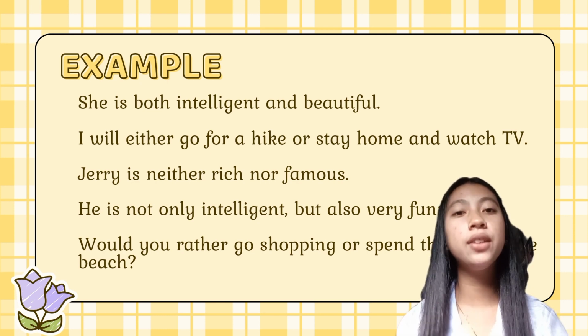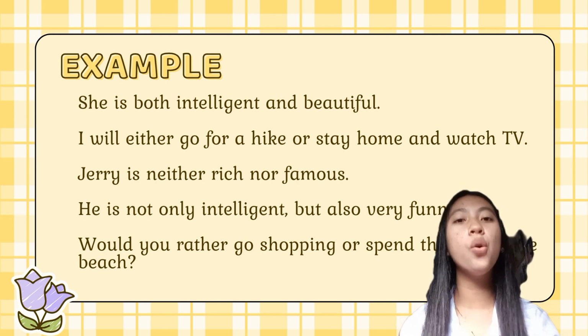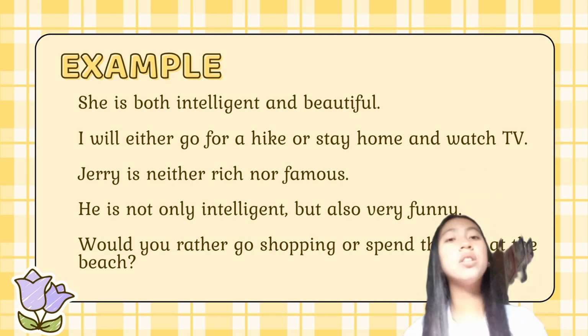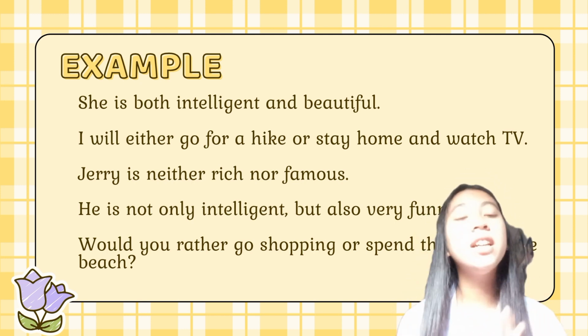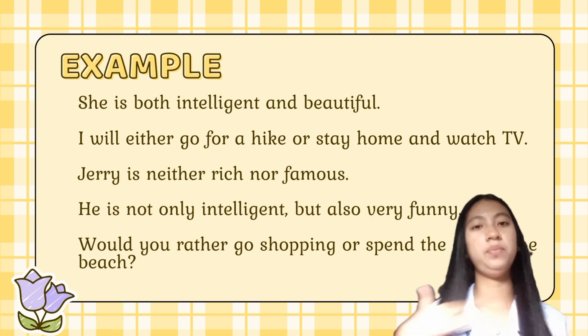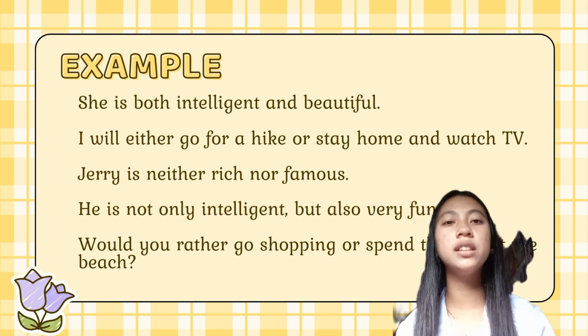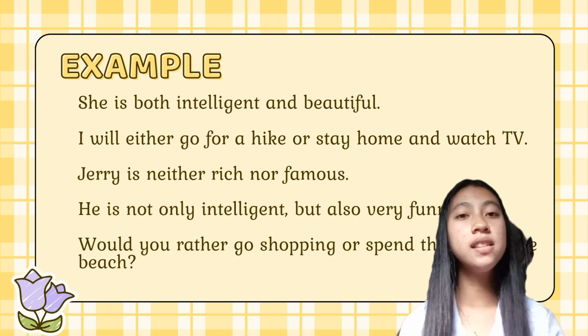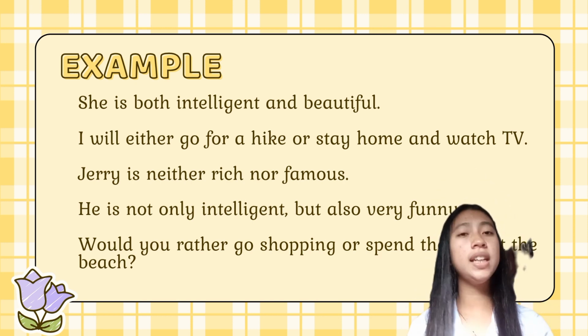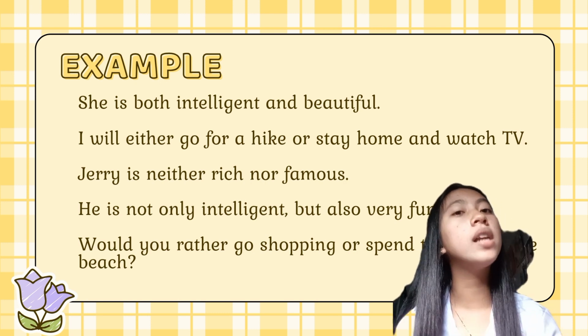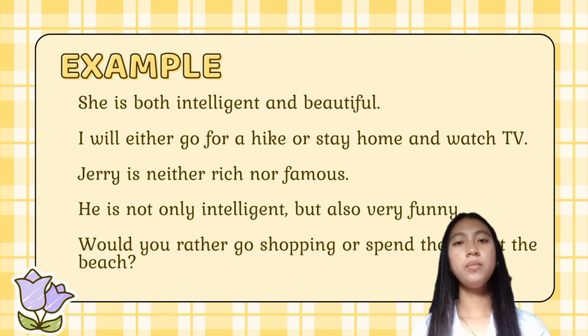I will either go for a hike or stay home and watch TV. The correlative conjunction is the word either and the word or. It presents a choice between two equal alternatives. In this case, the speaker is considering either going for a hike or staying home to watch TV.